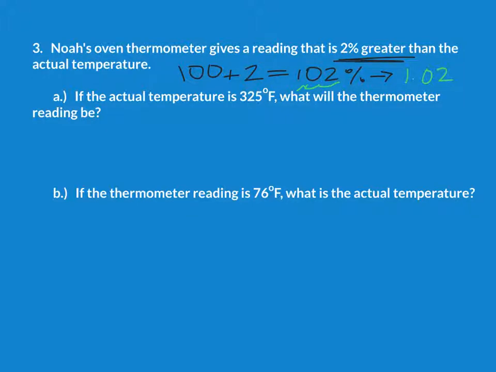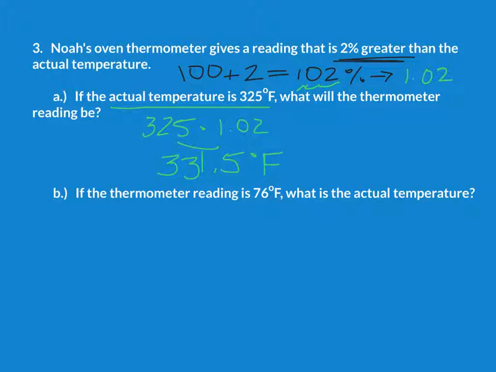So the actual temperature in this particular case is 325. And I'm going to multiply that times 1.02 because we're looking for what the thermometer reading is. You know, the thermometer reading is always 2% greater. So I'm going to take that 325. I'm going to multiply it times 1.02. I'm going to use my calculator, and I'm going to get an answer of 331.5 degrees Fahrenheit as my answer.